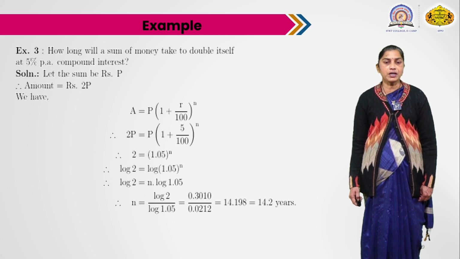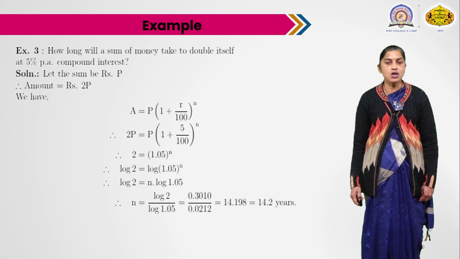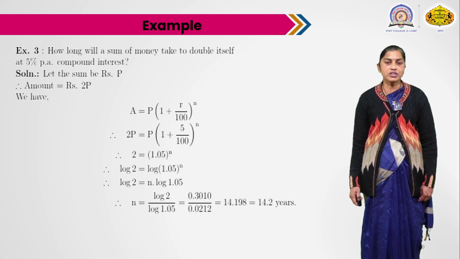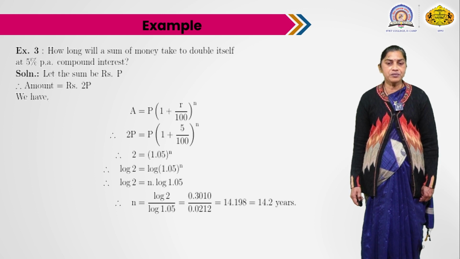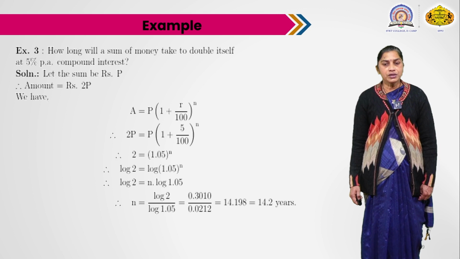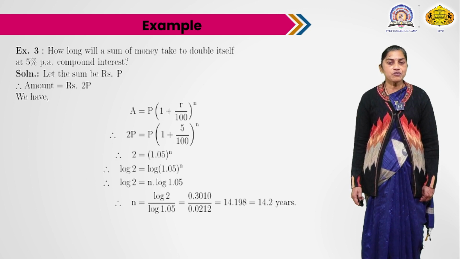From logarithmic table, the value of log 2 is 0.3010 and log of 1.05 is 0.0212. So, after simplification, n comes to be 14.198, that is approximately equal to 14.2 years, and therefore n, that is term, it comes to be 14.2 years.